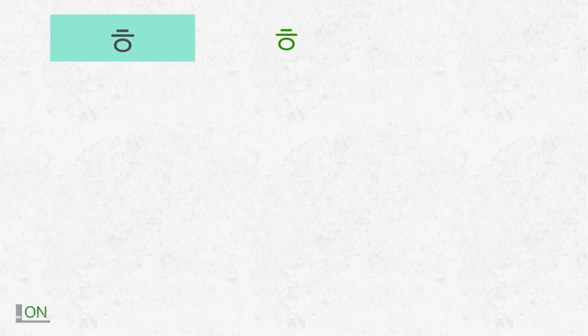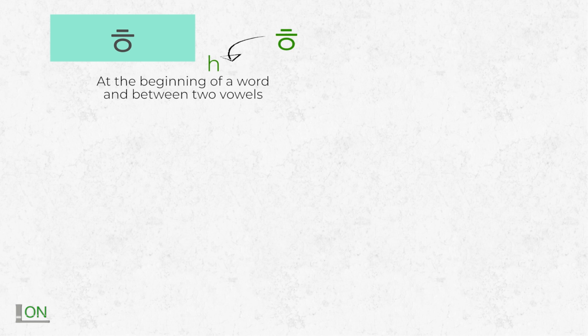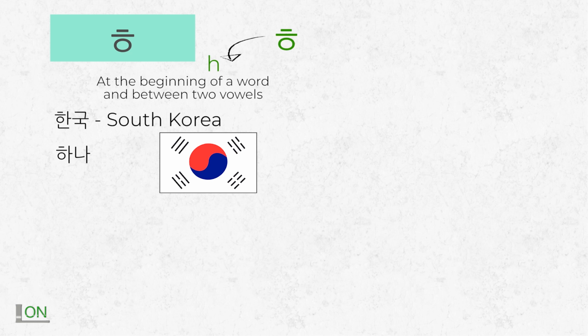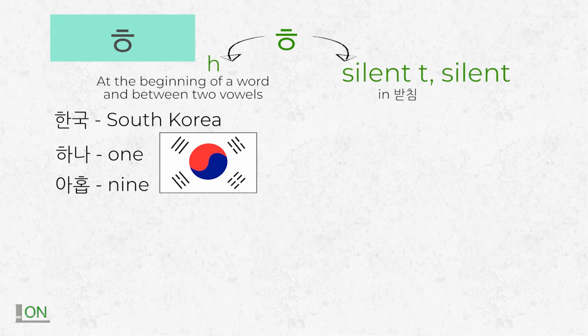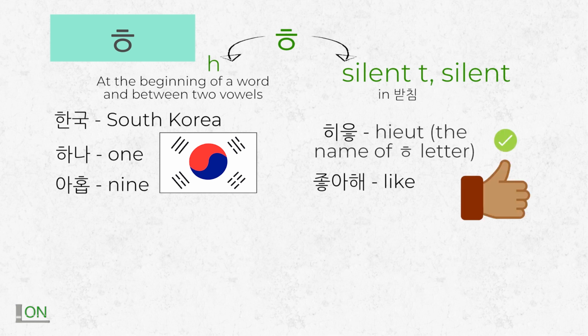So how to pronounce h? H has two ways of pronunciation. At the beginning of a word and between two vowels it is pronounced as h. For example, 한국, South Korea, 하나, 1, 아홉, 9. But in 받침, this letter is pronounced as silent t or just simply silent. For example, 히읏, it's the name of h letter. 좋아해, like. As you can see, the last h, we pronounce h here.